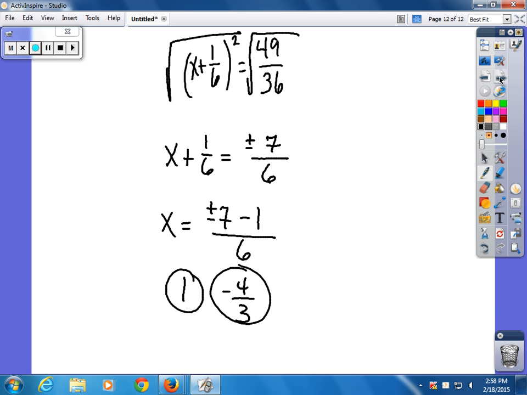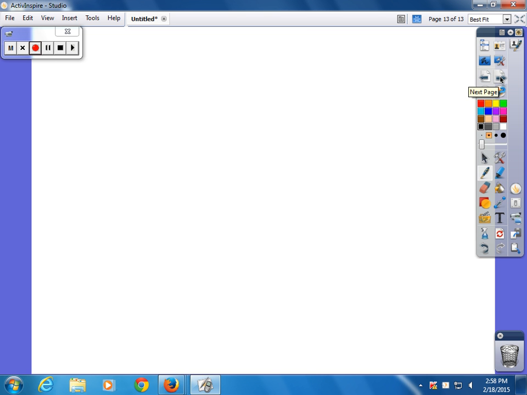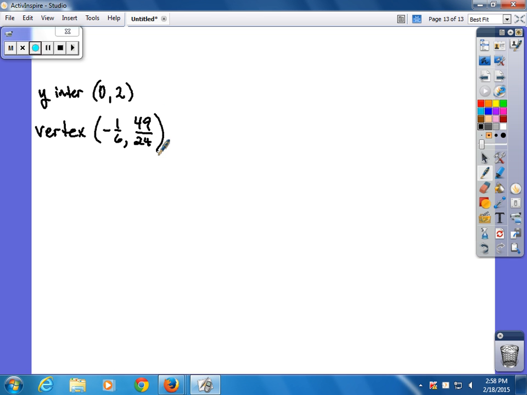Let's take a look at what we've got so far. Y-intercept of 0, 2. A vertex. Somebody give me the vertex again. Negative 1/6, comma 49 over 24. And x-intercepts of 1 and negative 4/3.